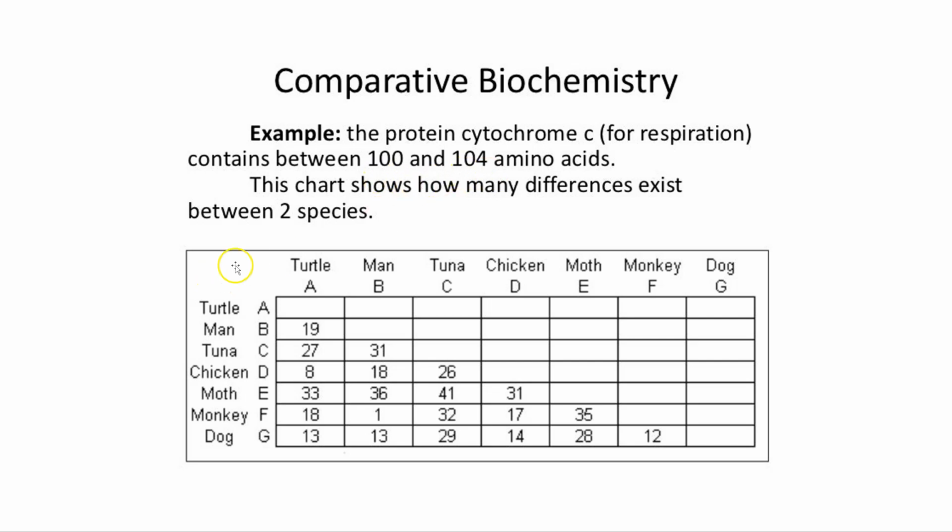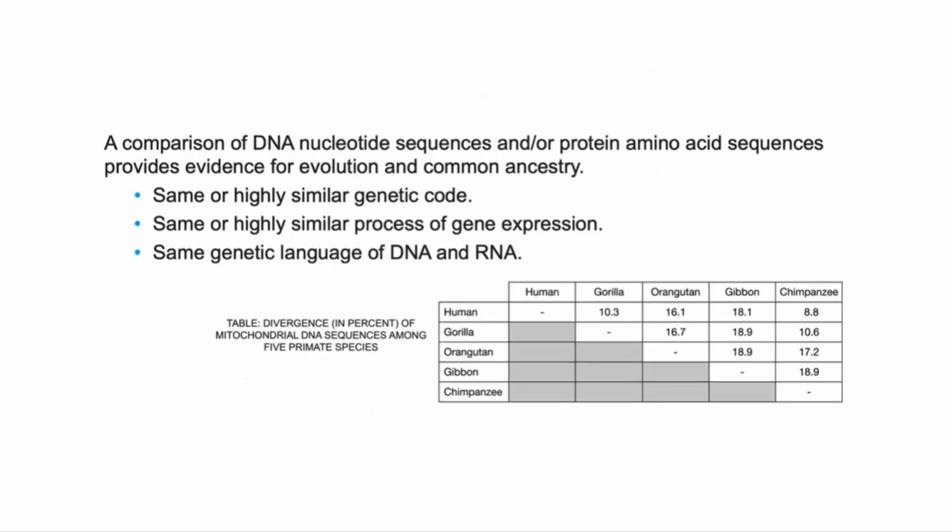This chart shows how many differences exist between two species. Man and monkey has 1 difference. Man and dog has 13, 18, right? Various, so those differences, according to evolution, accumulated over time. And so that is an example with that.